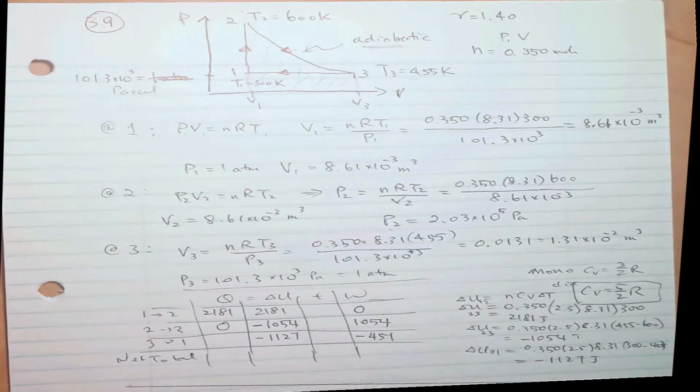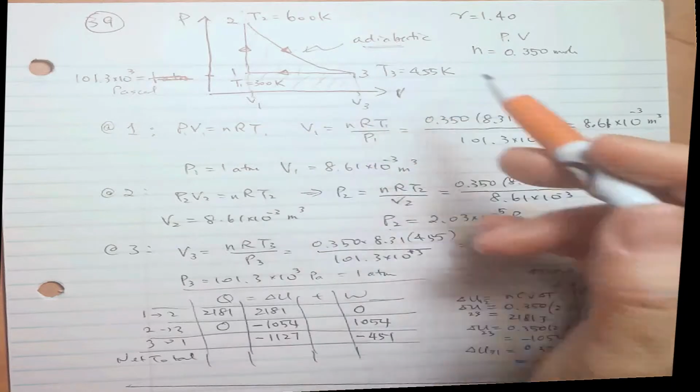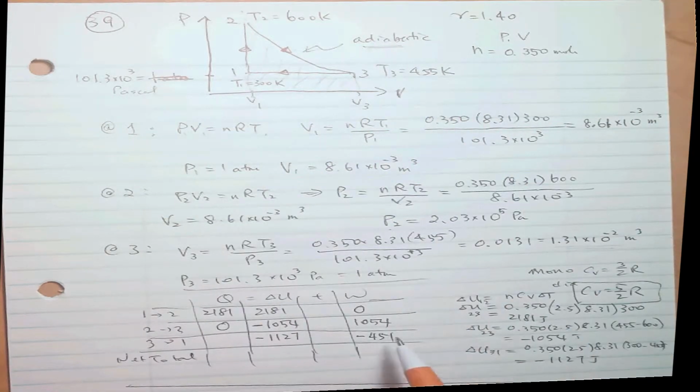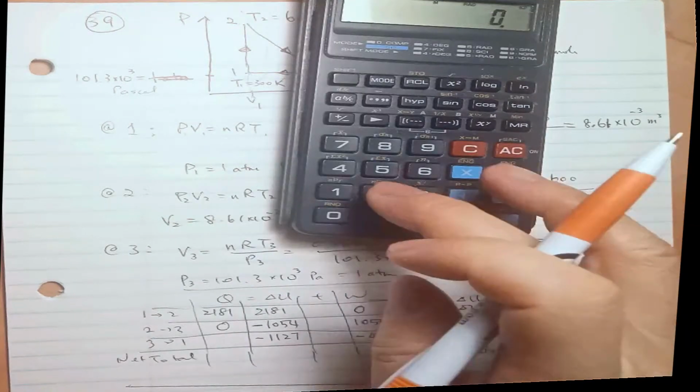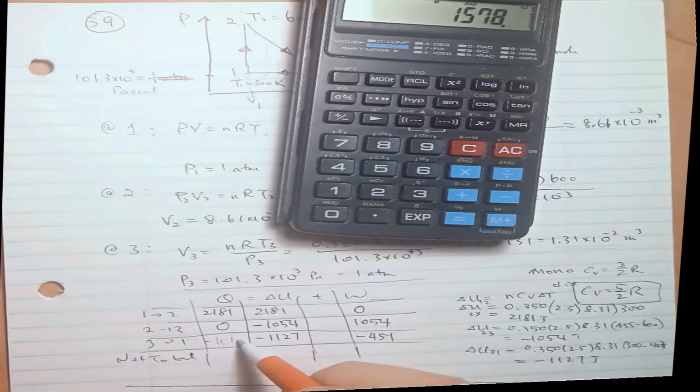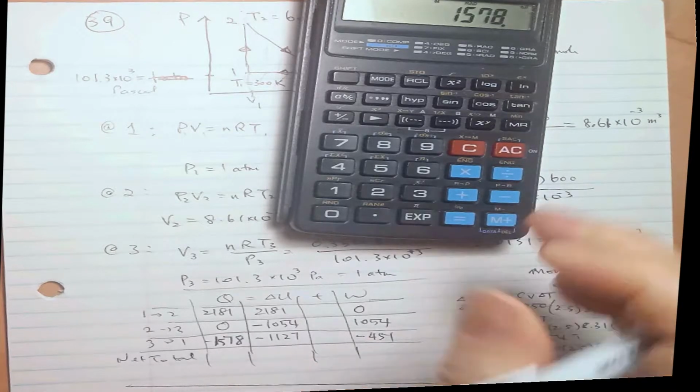That's about round off error. So that's about right. And of course, I should have used V1 minus V2, therefore ending up with a negative work. But anyways, the number matches this number. And the Q would be the sum of the two. So if I just add these two up, 1127 plus 451, it would be negative 1578 joules.